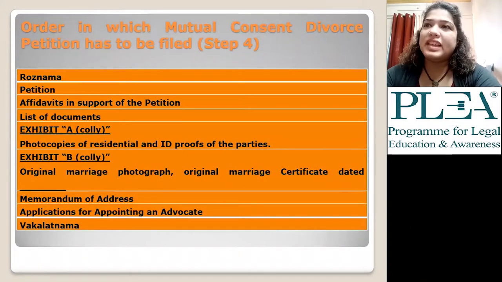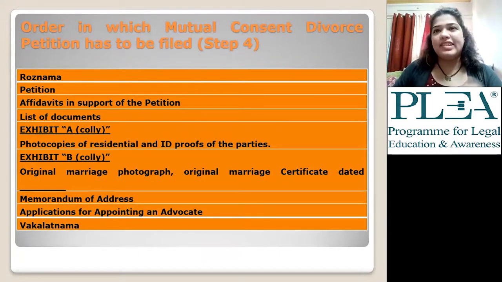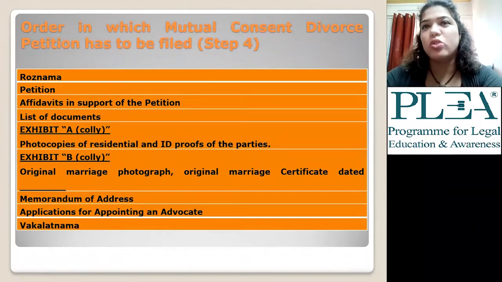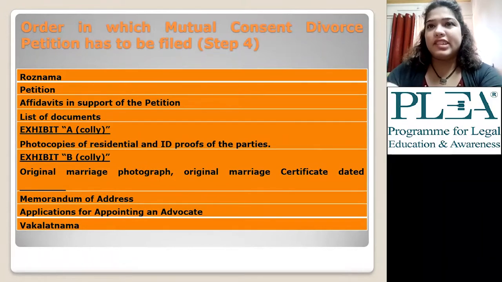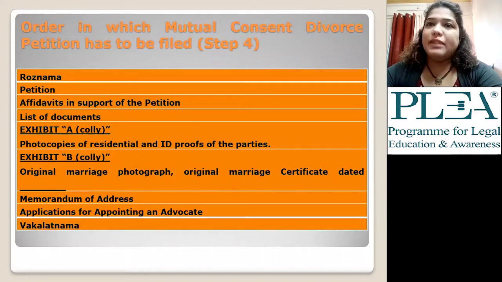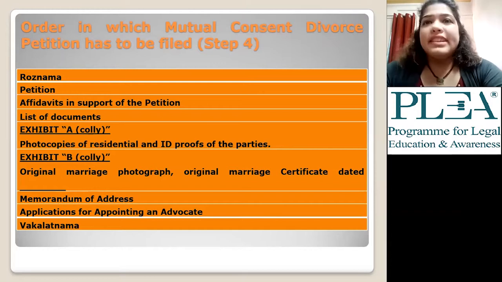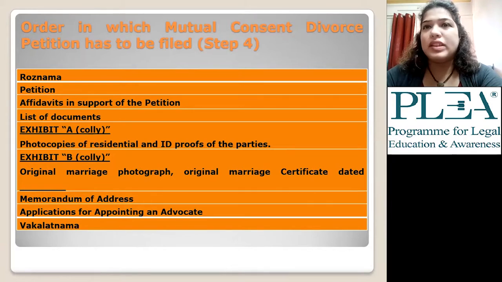First is the Roznama. Roznama is the normal index form, showing on what date what happened. That particular format you can either copy paste or buy from the court stationery shop around the court. Then there is the petition; we discussed in the previous slide what all you have to specify in it. Then affidavits in support of the petition by both petitioner number 1 and petitioner number 2, basically stating that all the details specified in the petition are true. Then the list of documents, which in mutual consent is normally comparatively very small.